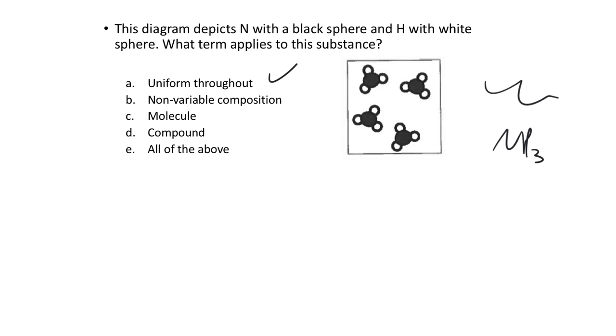Uniform throughout would be like if we did have more than one thing. So if we had 2 or more things in this box, that they were just kind of randomly oriented in the box. If you see all the one spheres on this side, all the other spheres on the other side, then that would be some sort of heterogeneous mixture. So uniform throughout is addressing homogeneous versus heterogeneous.